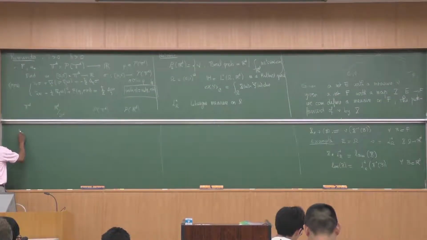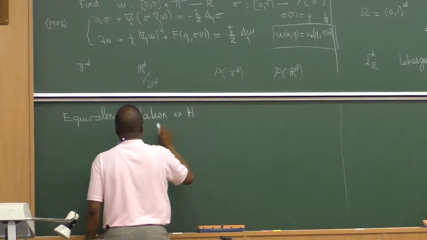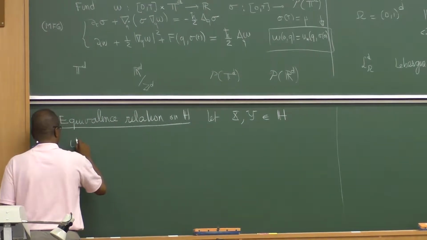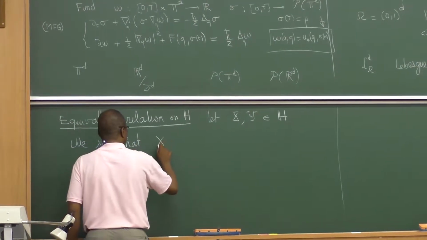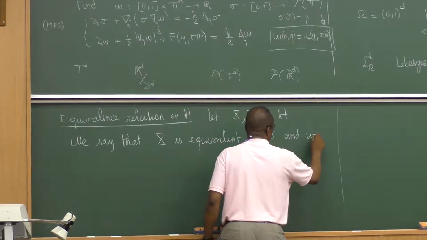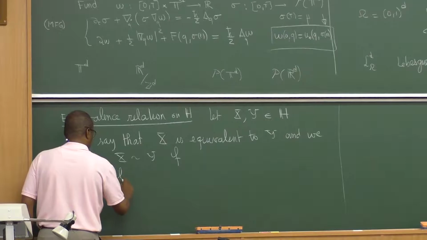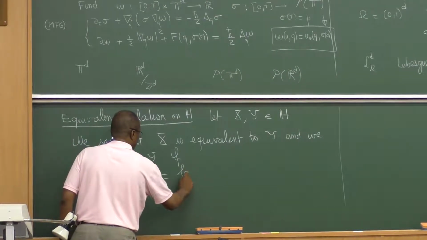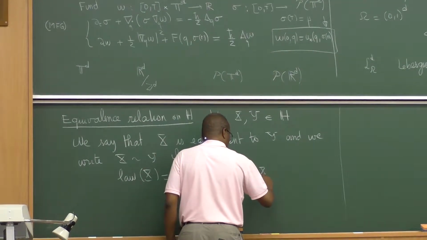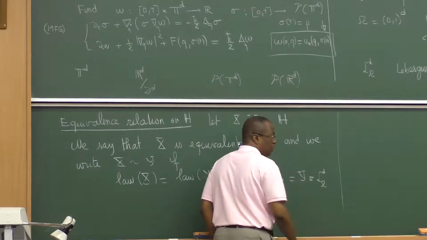So let me define an equivalence relation on H. Let X, Y in H. We say that X is equivalent to Y, and we write X equivalent to Y, if the law of X equals the law of Y. So in other words, if you push forward the Lebesgue measure by X, you get the same thing as if you push forward the Lebesgue measure by Y.